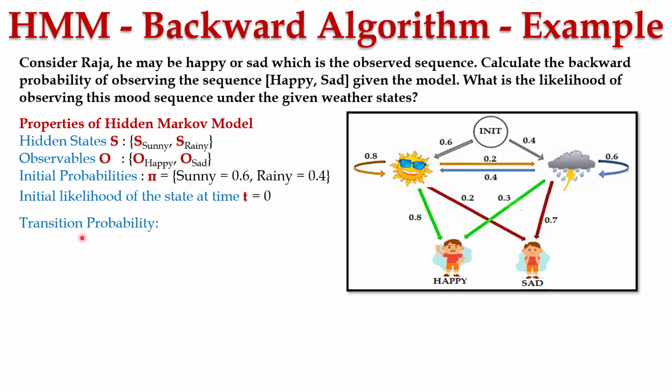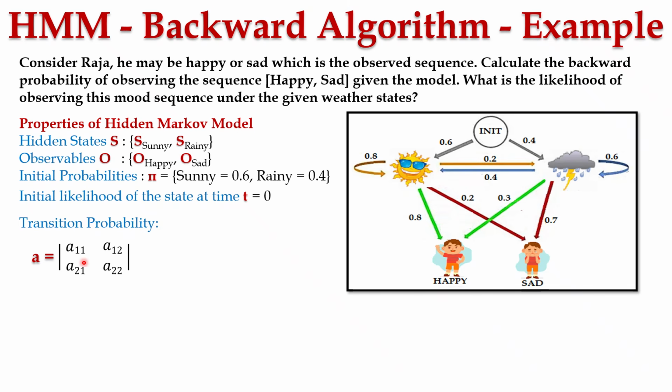The next property is transition probability. The transition probability is a matrix that represents the probability of transition from one hidden state to another hidden state. It is represented by small a. Since we have two hidden states in our model, namely sunny and rainy, we have a 2 by 2 matrix. So depending upon the number of hidden states, the matrix size may vary.